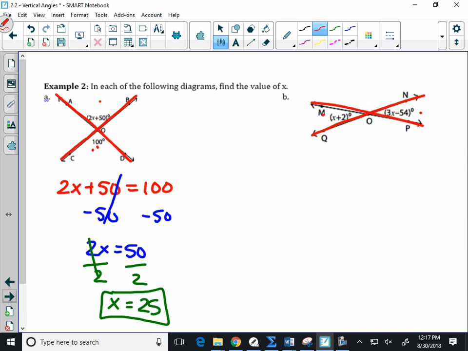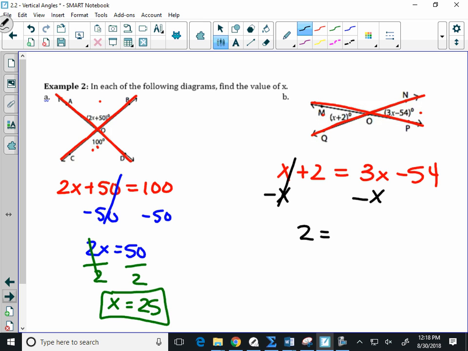And if they are equal to each other, Ryan, how can we set up this problem? Yeah, we set them equal to each other. Vertical angles are the same. They are equal, so we can set them equal. And then solve. Parker, what's our first step in solving? Good. Move the x over. I'm subtracting it, so we get 2x minus 54.